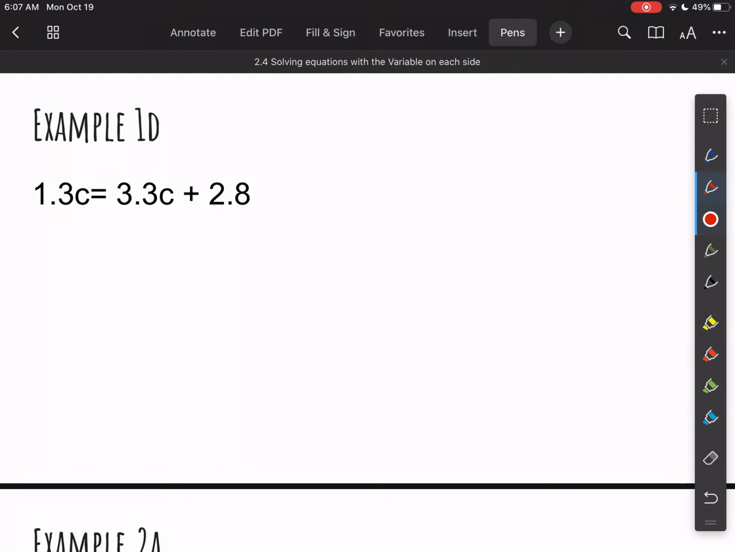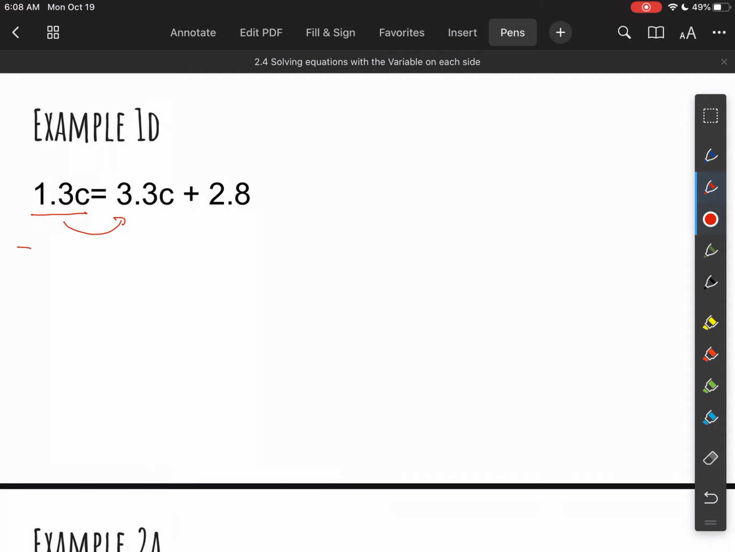Sorry guys, 1.3c is equal to 3.3c plus 2.8. So this is just decimals now, right? I've always said I like to move the smaller one over to the other side, which we could do here, but then we're left with nothing on that side, which doesn't really matter. I can show you guys that.